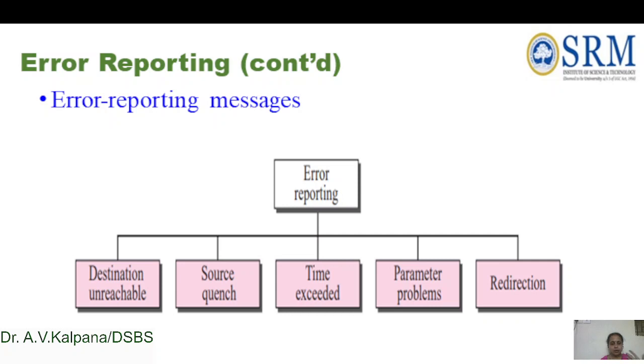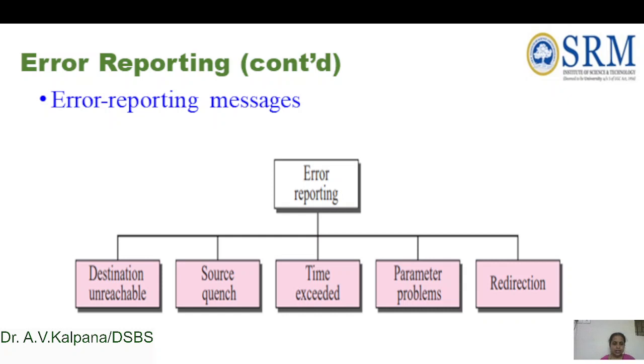Suppose, for example, I am taking the classes at a faster rate and you are not in a position to receive that, then you should give me a source quench type of message to reduce my speed of instructing. Okay, this is source quench message. It will inform the sender that the datagram has been discarded due to the congestion that occurred in the network layer.